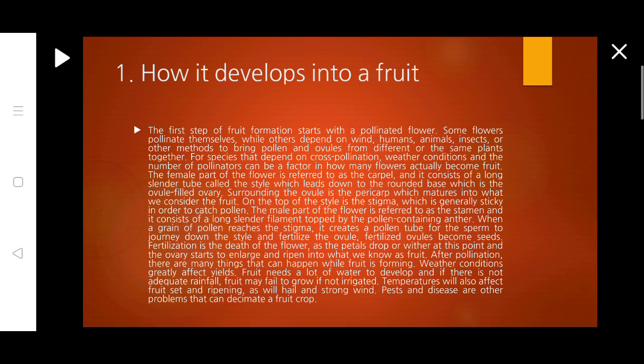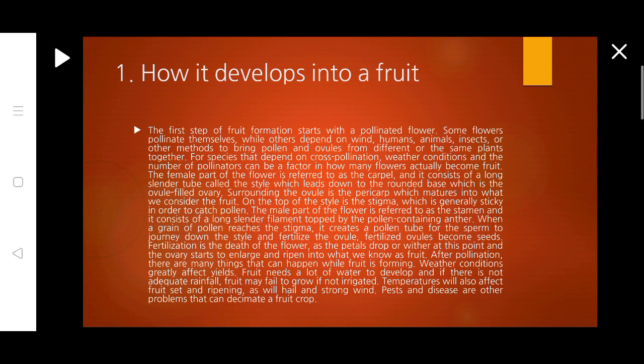The female part of the flower is referred to as the carpel, and it consists of a long slender tube called the style, which leads down to the rounded base, which is the ovule-filled ovary. Surrounding the ovule is the pericarp, which matures into what we consider the fruit. On top of the style is the stigma, which is generally sticky in order to catch pollen.